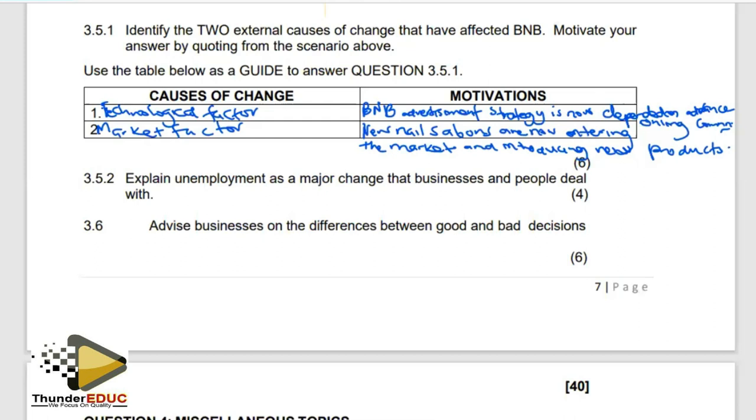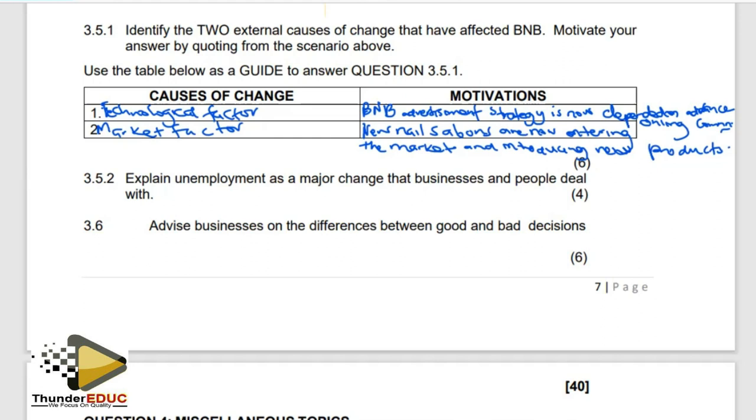Question 3.5 requires a learner to explain unemployment as a major change that a business and people deal with. What does this question require? This question requires a learner to define the concept of unemployment in the first step, give any two causes of unemployment, and say what unemployment may cause, or how it may affect the person who has faced unemployment.